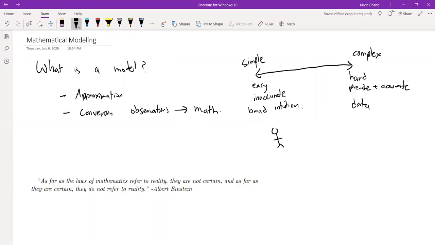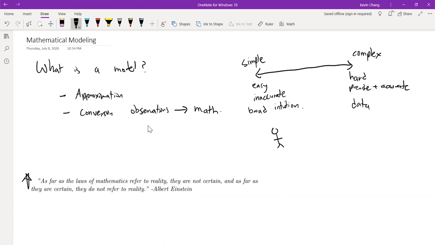And so for these models, I think we have to understand this important quote by Albert Einstein right here. So this is a very interesting quote that he said. He says that as far as the laws of mathematics refer to reality, they are not certain.